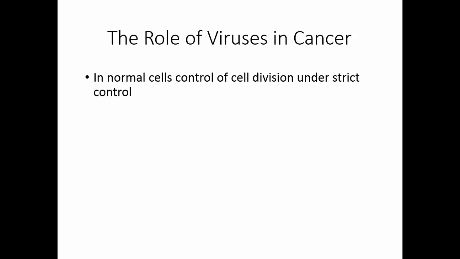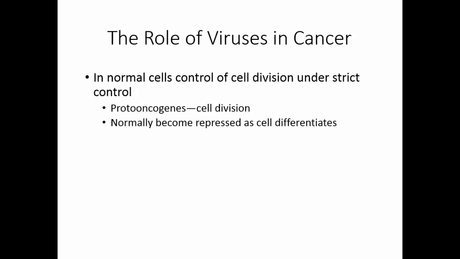In normal cells, the control of cell division is very tightly controlled. There are proto-oncogenes that control cell division. And when you're a small multicellular organism developing, these proto-oncogenes are very active because you need lots and lots of rapid cell division to grow. But as cells differentiate, as they specialize, these proto-oncogenes become repressed so that cell division becomes more controlled. If these proto-oncogenes are reactivated, they become oncogenes.